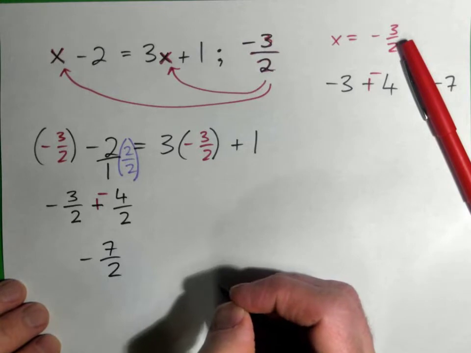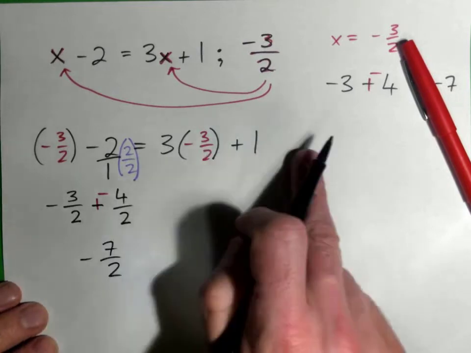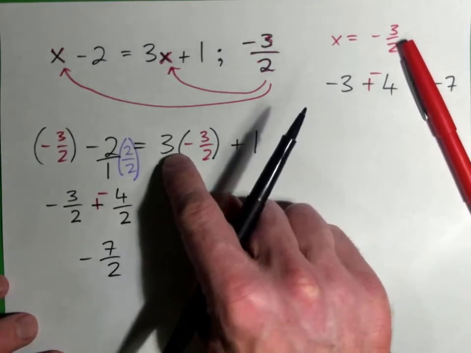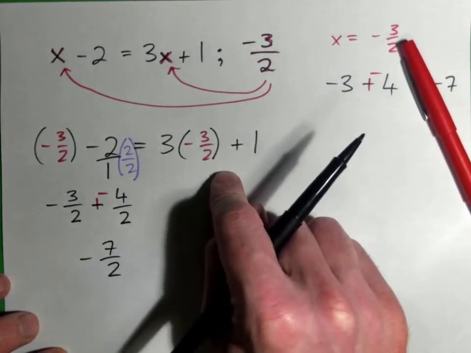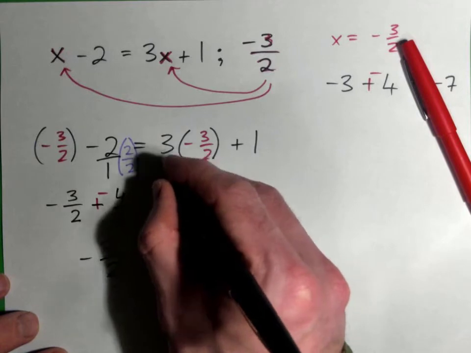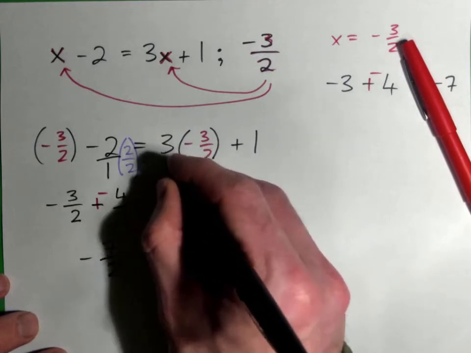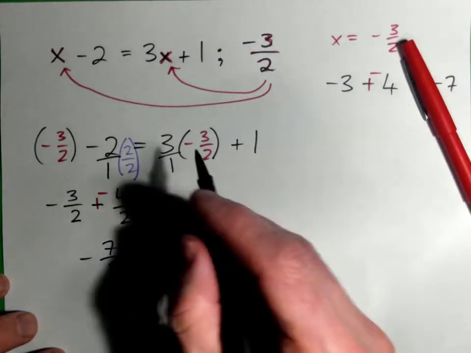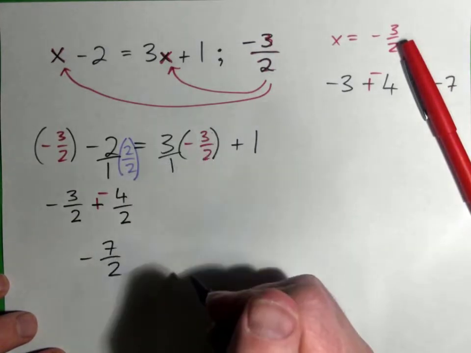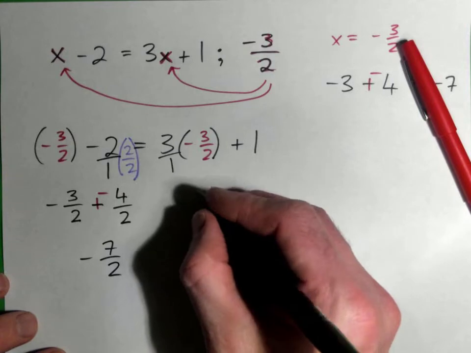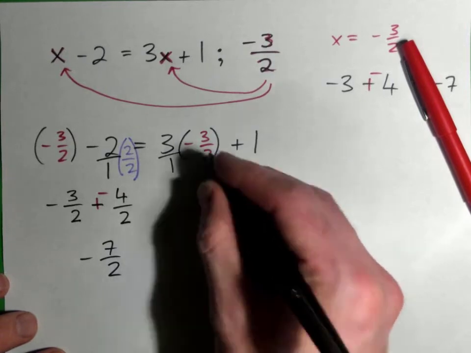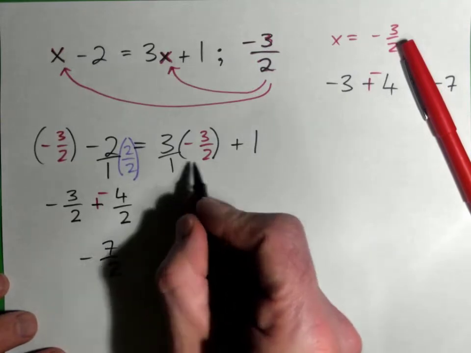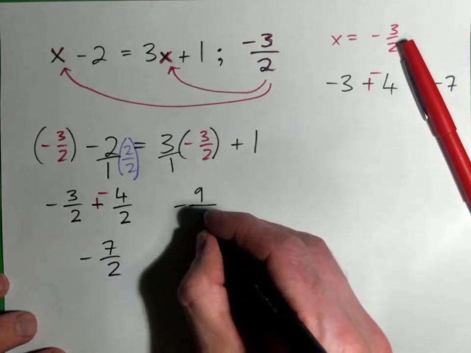Now here, we've got to actually multiply, because it's 3 times negative 3 over 2, right? So turn the 3 into a fraction, 3 over 1, and then you multiply the tops. 3 times 3? 9. And of course this is positive times negative, so it's a negative fraction. And on the bottom, 1 times 2? 2. So we've got negative 9 over 2.